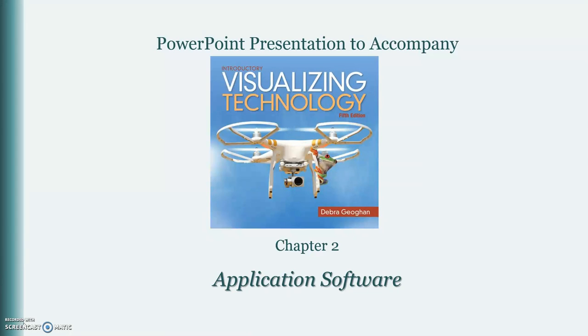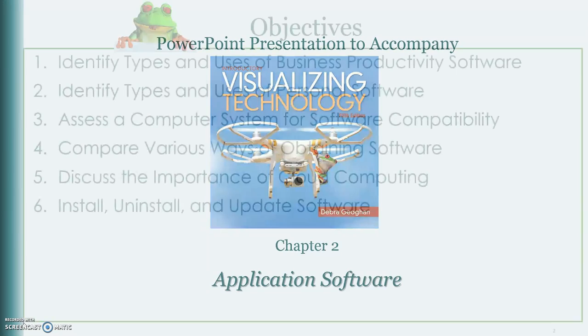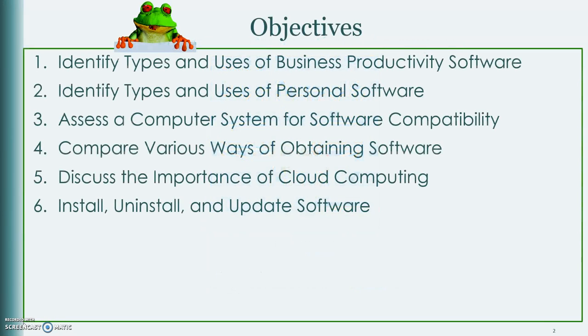Alright, so let's get started with Chapter 2, which is all about application software. Our objectives today will be to identify types and uses of business productivity software. We'll talk about types and uses of personal software, assess our computer systems for software compatibility, compare various ways of obtaining software, and talk about the importance of cloud computing, as well as installing, uninstalling, and updating software.